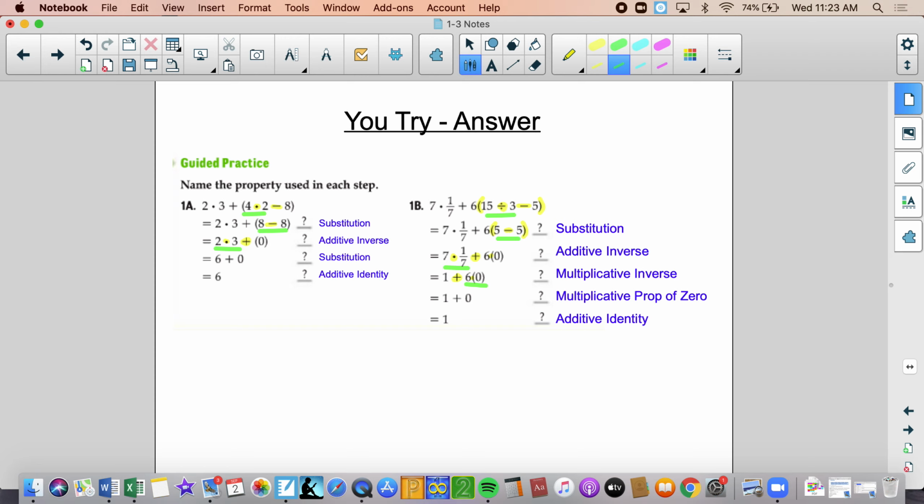And then we add 1 plus 0, which is the additive identity. Anything plus 0 will give you that original one. Some of you maybe wrote substitution. 1 plus 0 equals 1. Be careful, that's a unique step.